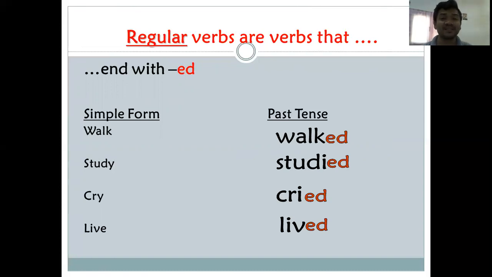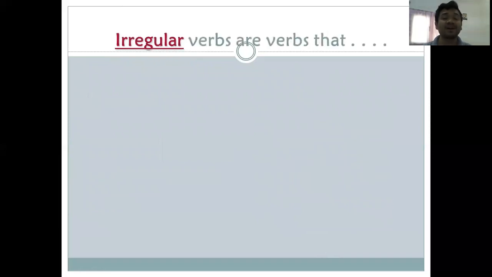Okay, but as of this time, when we say regular verbs, these are verbs that end with d or ed, or simply ed. So walk, in simple past, just add ed. Study, it will become now studied. Cry, it will become now cried. Live, it will become now lived. Okay, amazing. Now, this time, let's talk about irregular verbs.